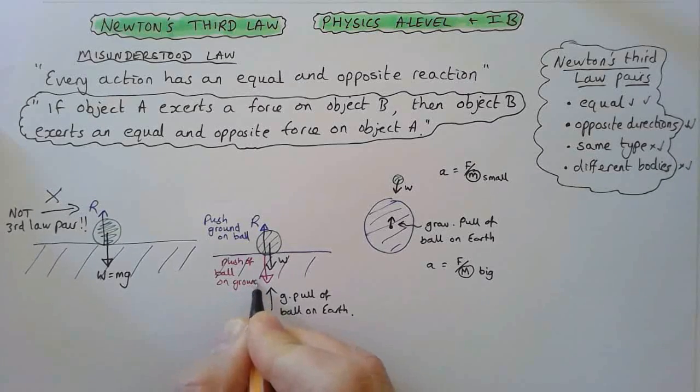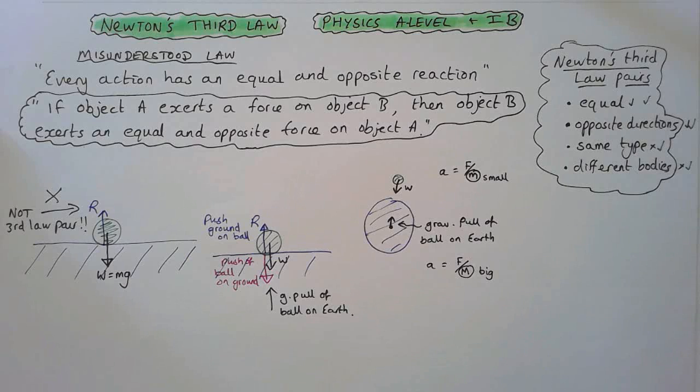So those are also a Newton's third law pair. They're equal, they're in opposite directions. They're the same type, they're both contact forces, and they're acting on different bodies. One's acting on the ball and one's acting on the ground. So we've got two Newton's third law pairs in play.